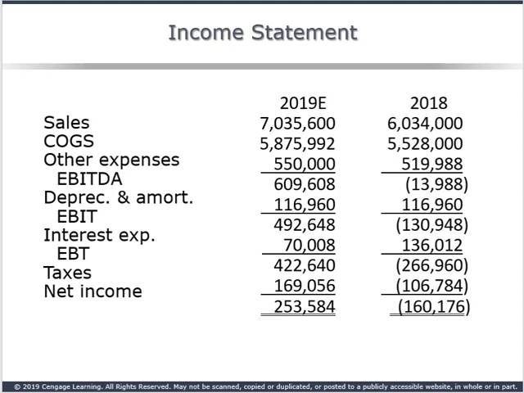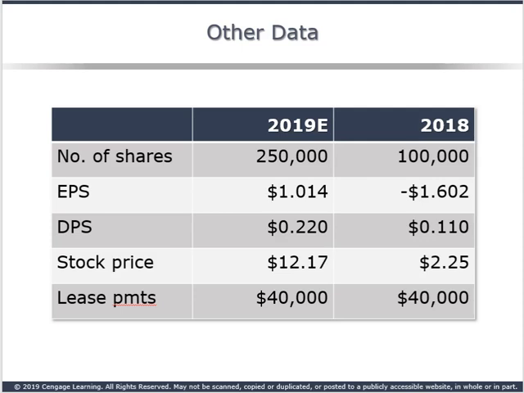We see the income statement. The income statement starts with sales, goes down to net income. We see that there is an EBIT number there as well, which is important to know. We also see some other information. So this is financial information that we would normally see in the annual report, maybe not directly on one of the reports, but maybe in the notes. And so we see here number of shares outstanding, earnings per share, dividends per share, a stock price, and any lease payments that there might be.